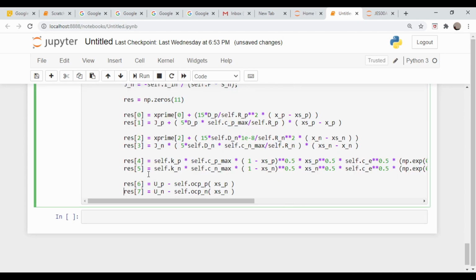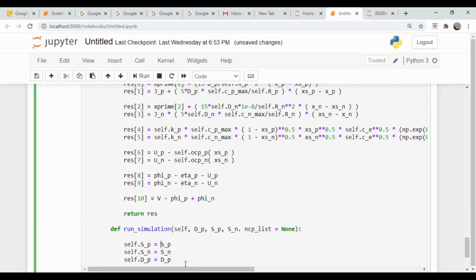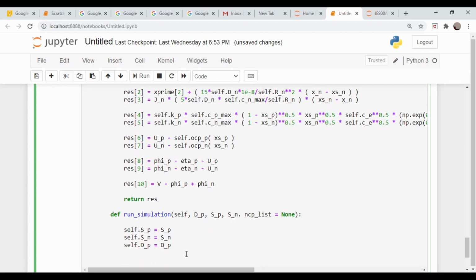So our next equations deal with the open circuit potential. So the open circuit potential U sub p, this is where we use our cubic spline interpolations to pull out a value. So essentially U sub p is equal to our spline interpolation, pretty straightforward. So I fixed a typo, and I need to create our guesses for our initial conditions.